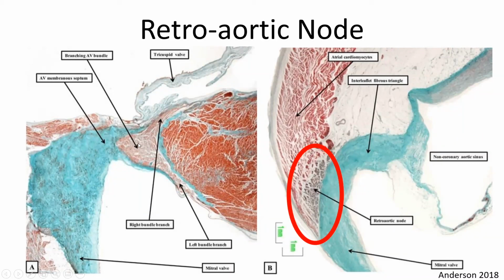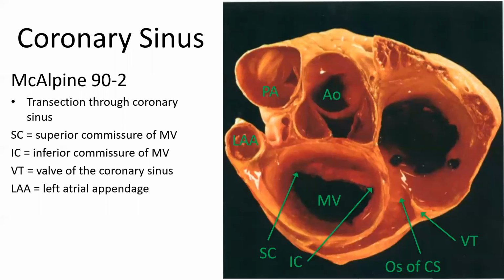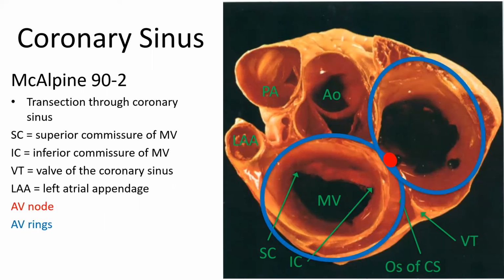And I also included this picture from the same figure that really nicely shows the AV bundle branching into the right bundle across the top and the left bundle across the crest of that muscular septum. So again, the dead-end tract and the retroaortic node are not of known clinical significance in humans. So just to show that in this cross-sectional view, the AV node is approximately here. Those AV rings would go around the annuli of the valves, and that retroaortic node would be hidden somewhere back behind the non-coronary cusp of the aortic valve.